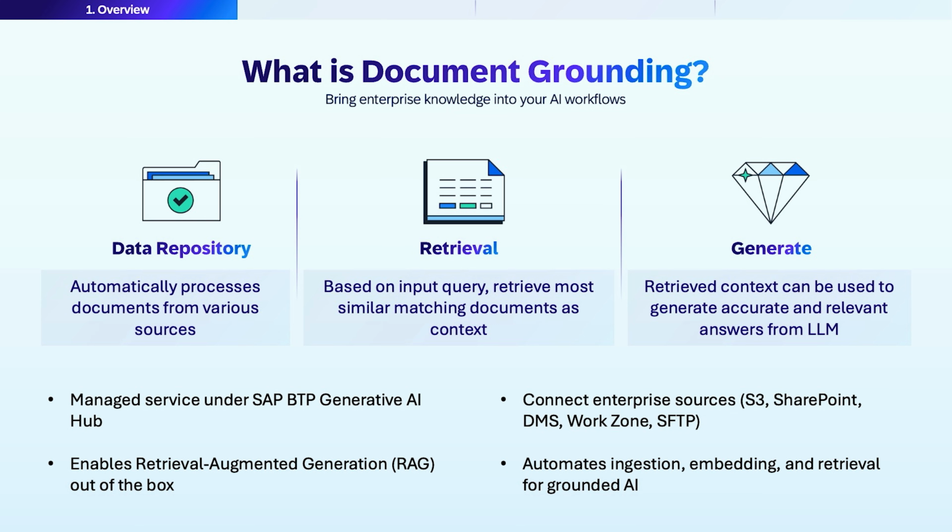You simply connect your enterprise data sources, for example, Amazon S3, SharePoint, SAP Document Management Service, SAP WorkZone, or an SFTP FTP file server, and the service automatically handles everything from ingestion to retrieval. It also refreshes content periodically and automatically when documents are uploaded in the source system. This makes it an ideal choice for organizations that want to deploy AI-powered assistants or copilots that are grounded in trusted enterprise data, without the burden of managing the underlying infrastructure.